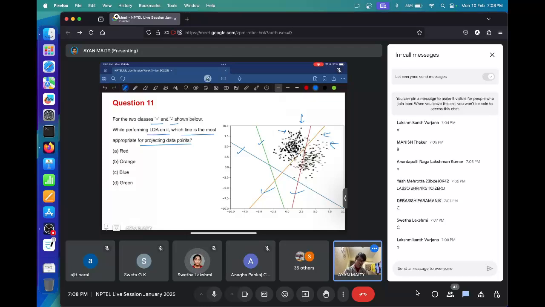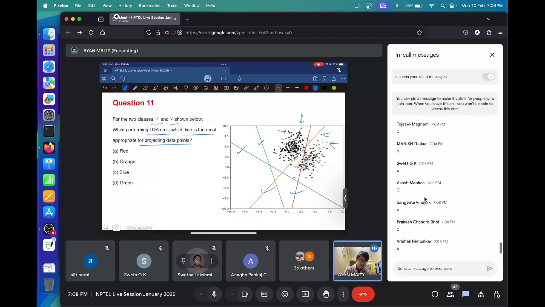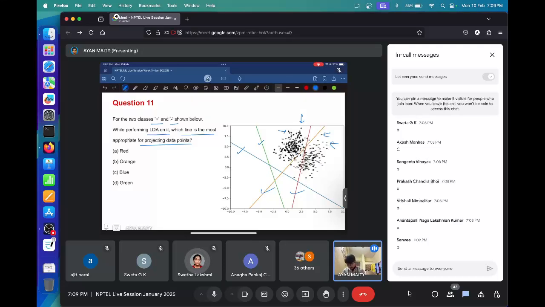Sweta Lakshmi says option C, Devasi says option C, Lakshmikant says option B, Anagha says orange, which is option B. Tejasvi says C, Mani says B, Sweta says B, Akash Manha says C, Sangeeta Vinayak says B, Prakash says C, Vrishali says B, Anantapalli says B, Sanvi says B. The correct answer here is option C, blue.